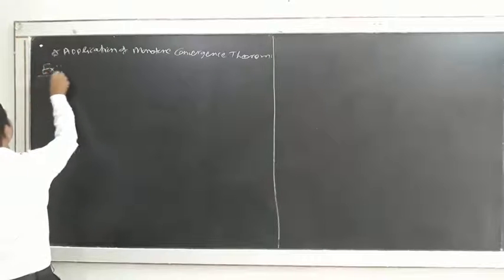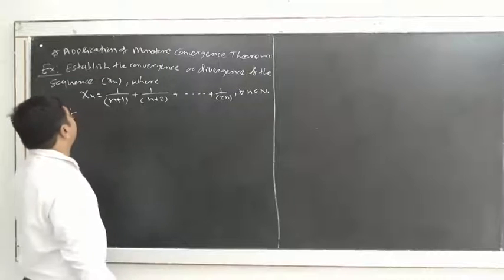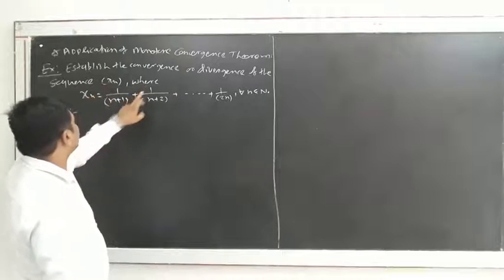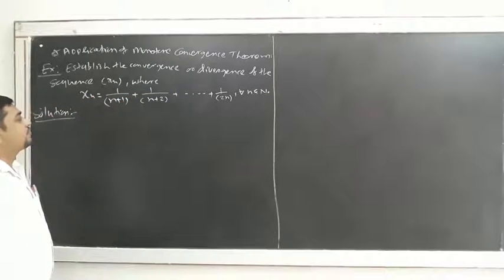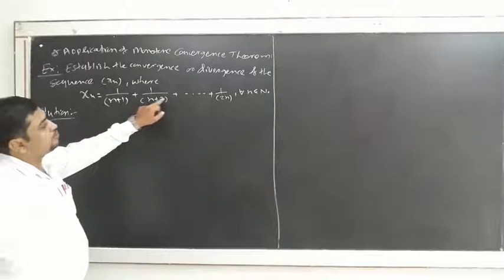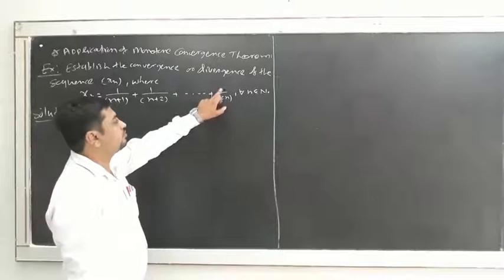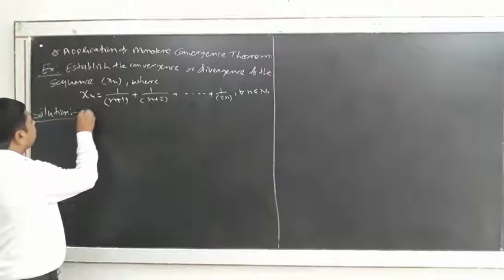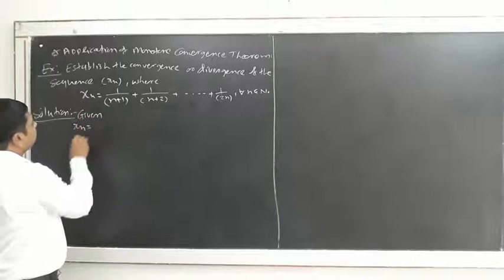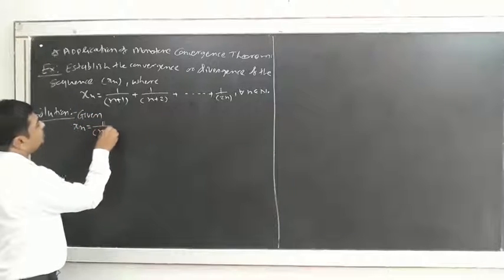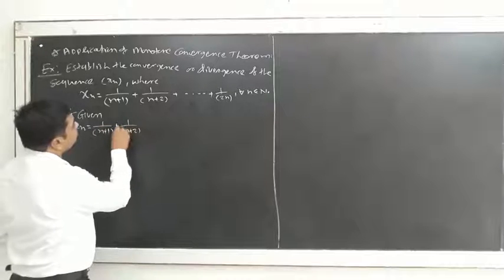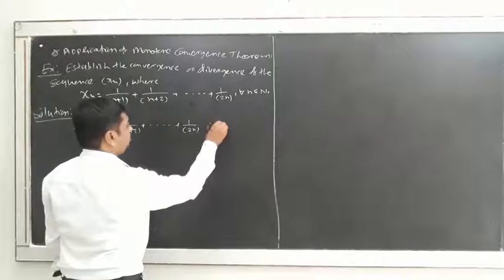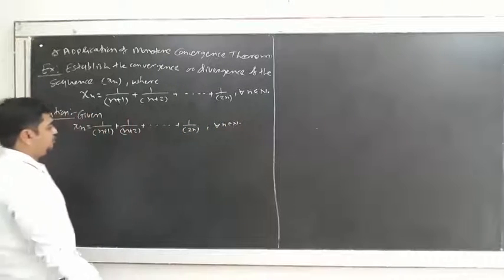So our first problem is: establish the convergence or divergence of the sequence xn, where xn is equal to 1 upon n plus 1 plus 1 upon n plus 2 plus dot dot dot plus 1 upon 2n, for all n belonging to the natural numbers. So write down first the given: what is our xn? Xn is equal to 1 upon n plus 1 plus 1 upon n plus 2 and dot dot dot 1 upon 2n, again for all n belonging to the natural numbers.